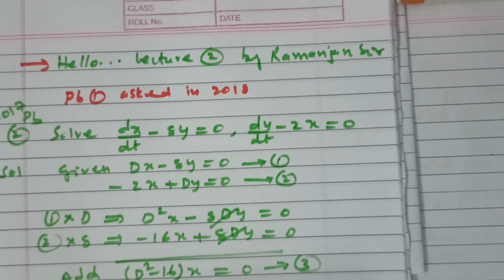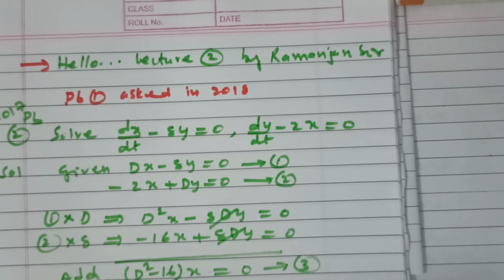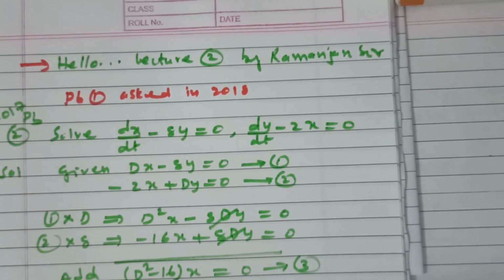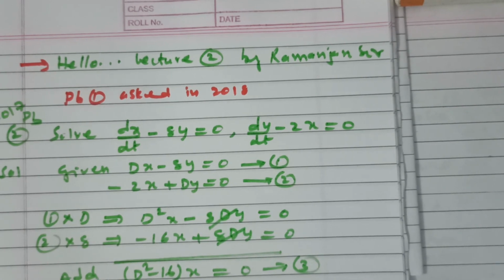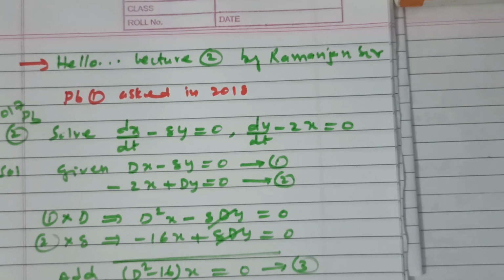To solve this equation, as you know in lower classes, first we write the AE for the LHS. AE of 3 is m square minus 16 is equal to 0. So m is equal to plus or minus 4. So the solution of the variable x is equal to c1 e power minus 4t, because different roots are there, plus c2 e to the power of 4t. This is the solution x.